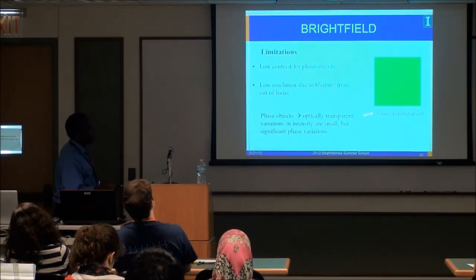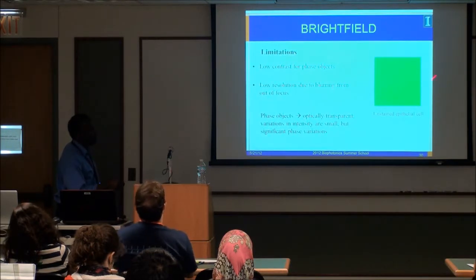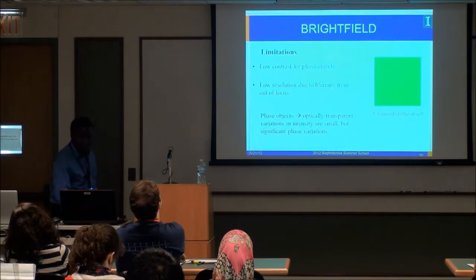So this is an example of an unstained epithelial cell. You see it's mostly transparent, but there's a change in the index of refraction. There's a boundary, if you will, along the edges. So you can see these edge effects there.